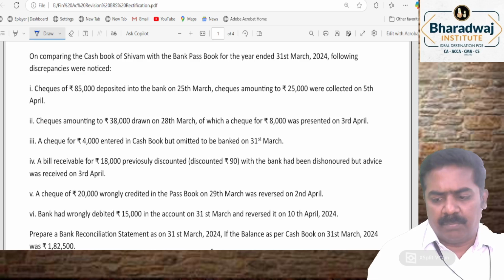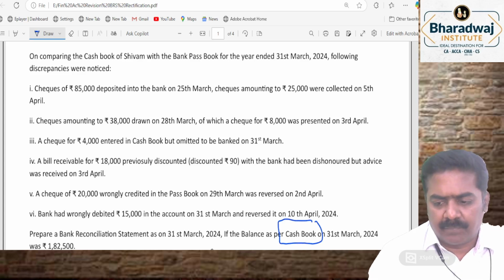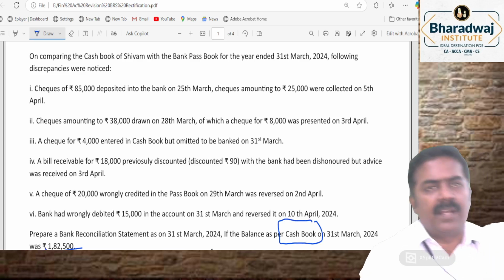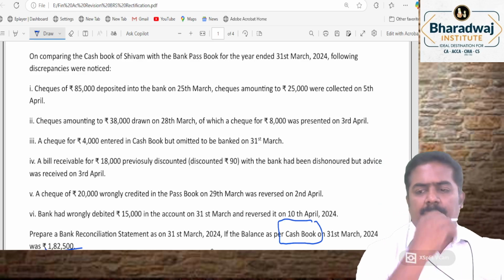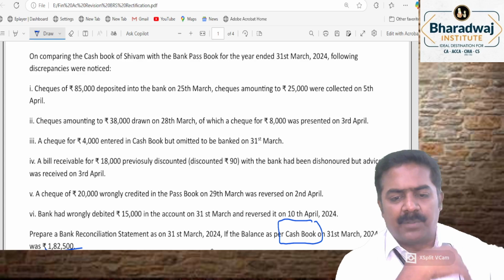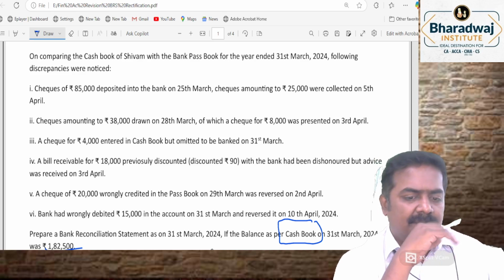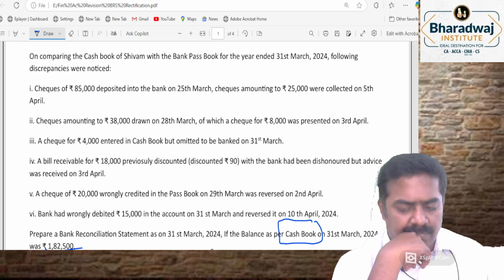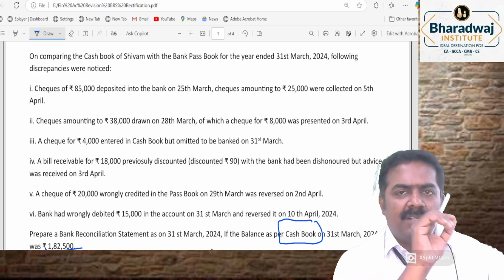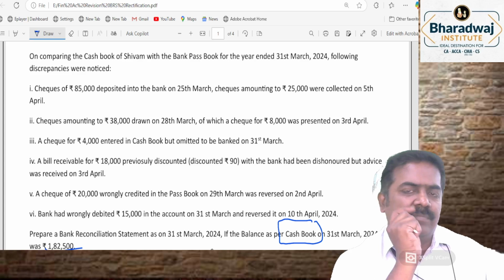This also, balance as per what is given? Cash book is given. Balance as per cash book is given. It's a similar question to the other question. Only numbers are different. First question and this one, only the numbers are different.